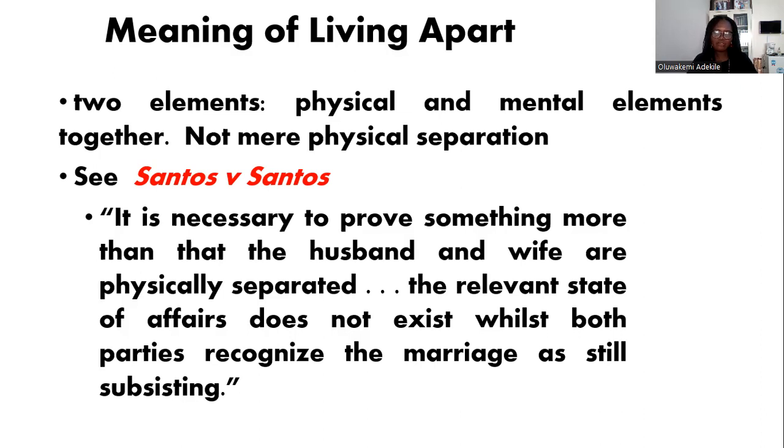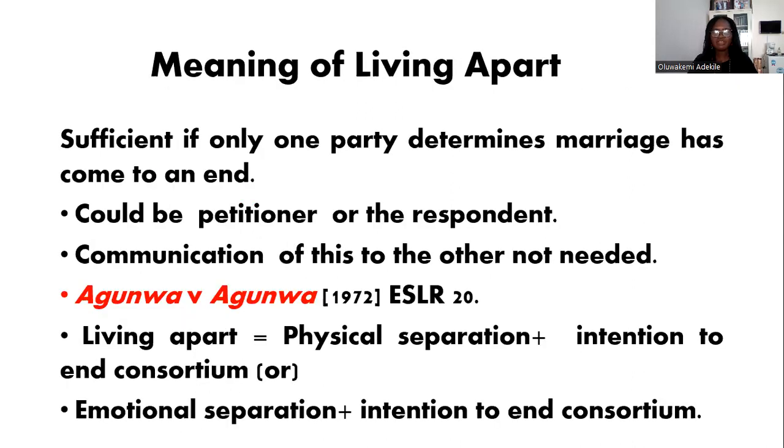The relevant state of affairs does not exist while both parties recognize marriage as still subsisting. So if the parties are living physically separated, but they recognize that their marriage is still subsisting, the living apart provisions will not be met. It is required that at least one party believes that the marriage has ended. So what is the meaning of living apart? I said we are going to look at that.